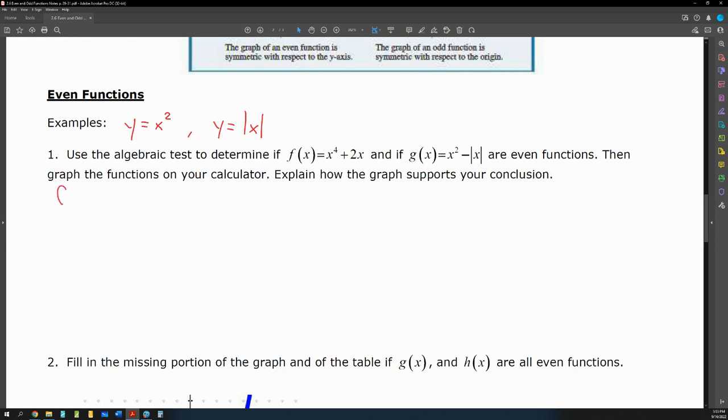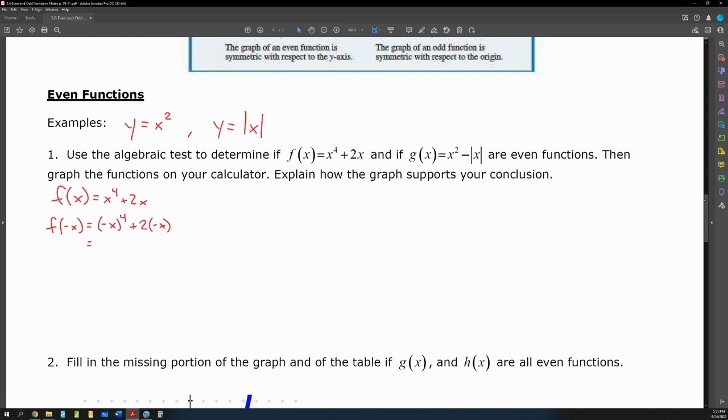So let's start with f of x. I'm going to go ahead and just rewrite the equation right here. f of x is equal to x to the fourth plus 2x. And then in order to determine if it's even, we're going to write f of negative x. So anywhere I see x in the original function, I'm going to plug in negative x and then simplify.